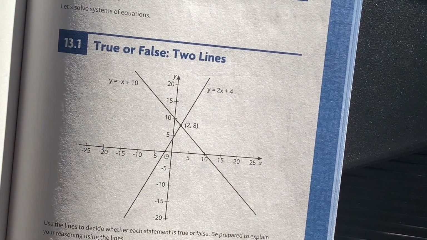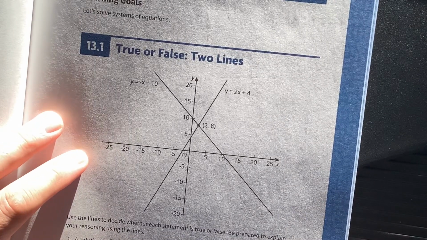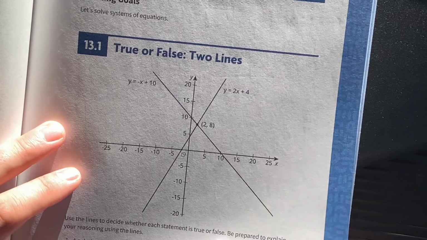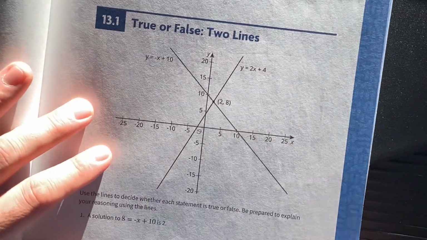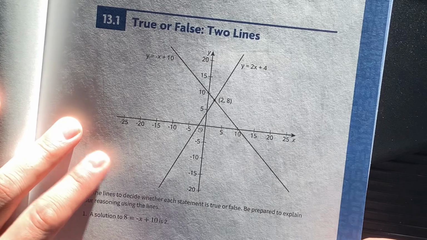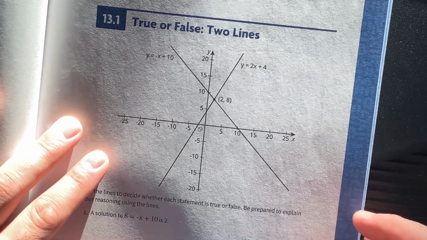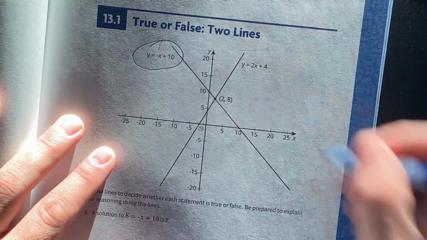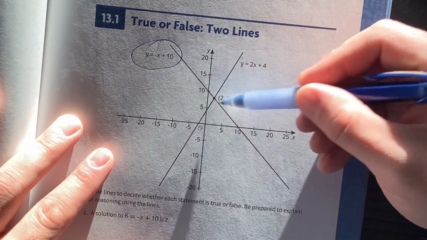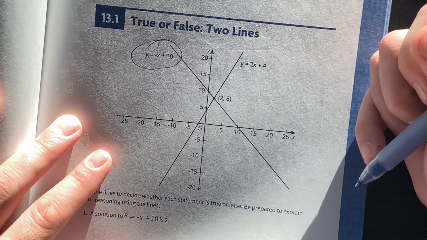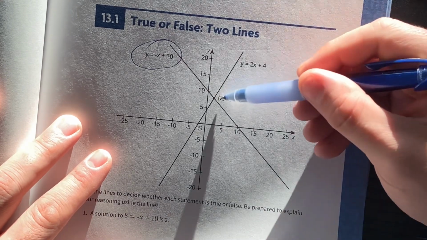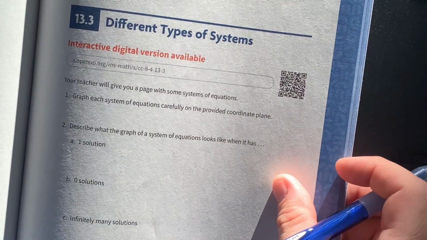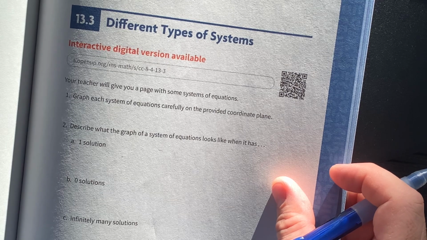Use the lines to decide whether each statement is true or false. Be prepared to explain why. A solution to 8 equals negative x plus 10 is 2. So look at what line is negative x plus 10. That would be this line, it appears. If I plug in 2, do I get 8? Yeah, true.